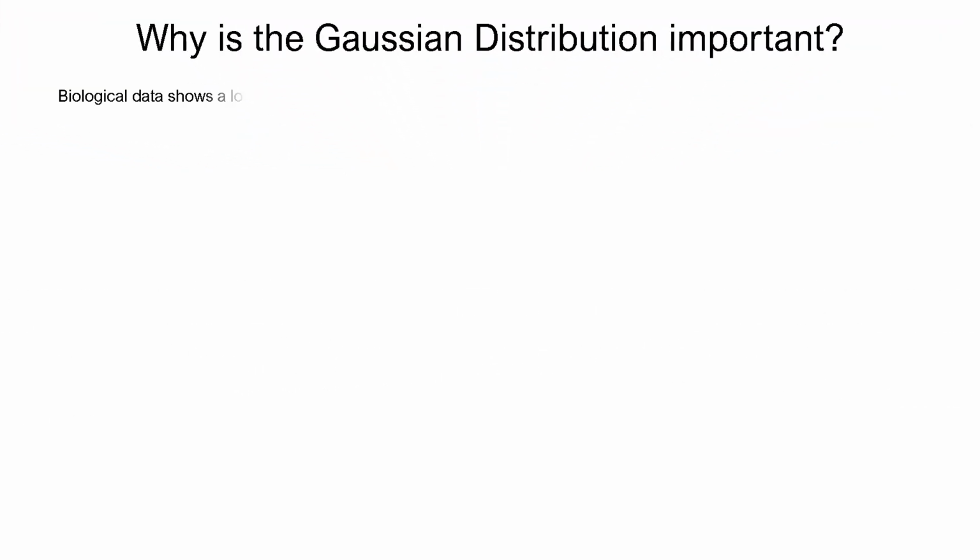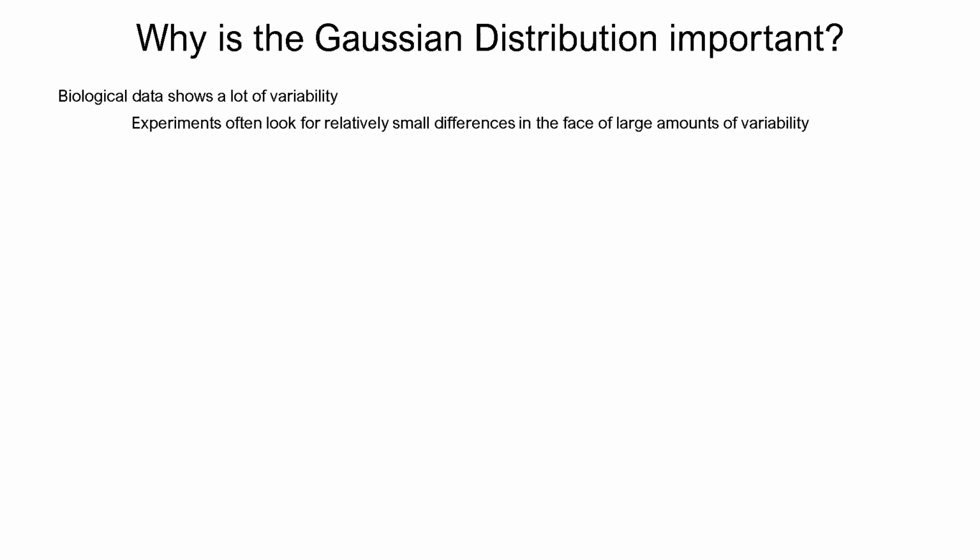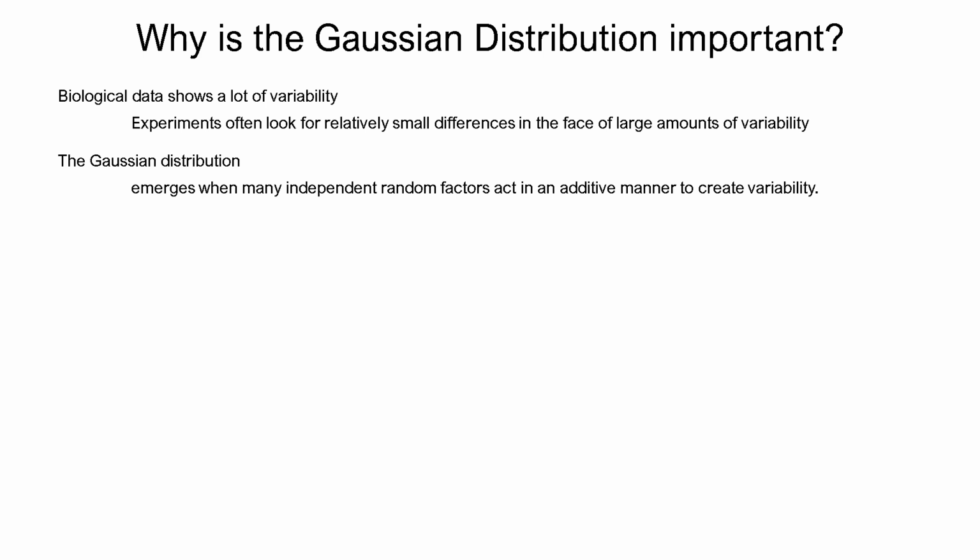Biological data shows a lot of variability, so experiments are often looking for small changes in the face of large amounts of variation, and statistical tests are required to assess whether observed changes are real or just part of the normal variation. The Gaussian distribution results from many random and independent factors acting in an additive manner to affect the data recorded. It is important because many of the widely used statistical tests were developed on the assumption that data vary according to the Gaussian distribution.